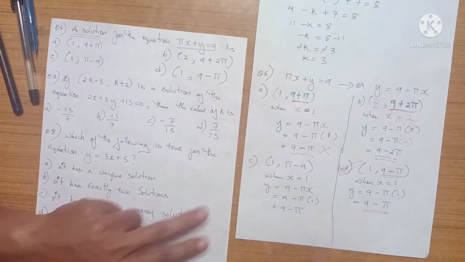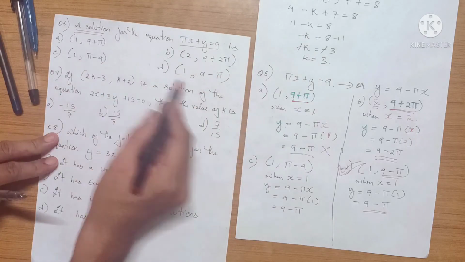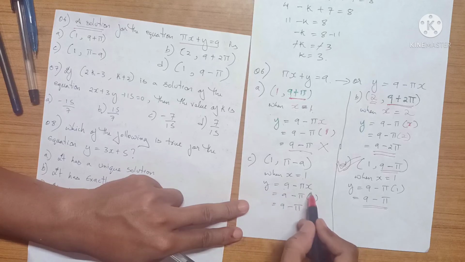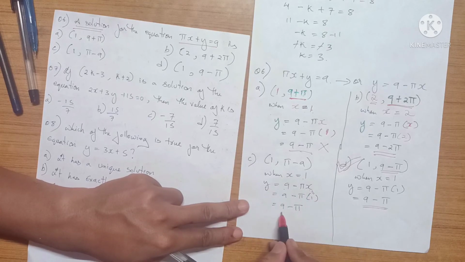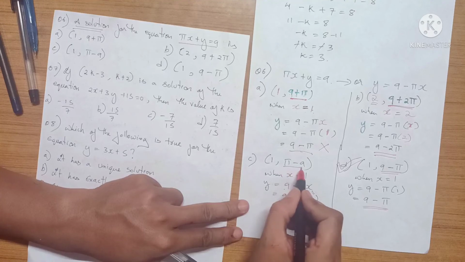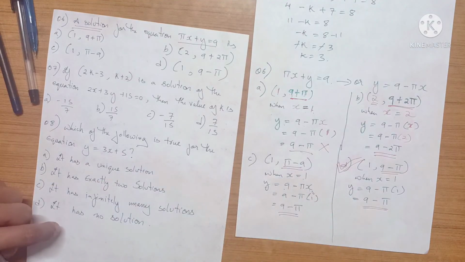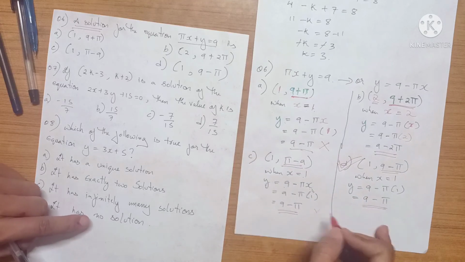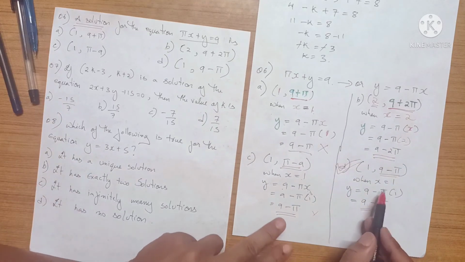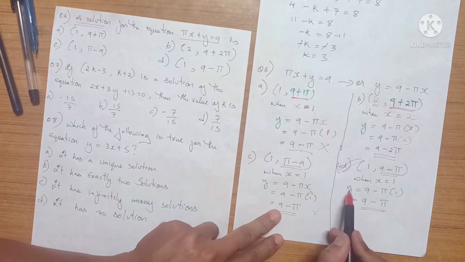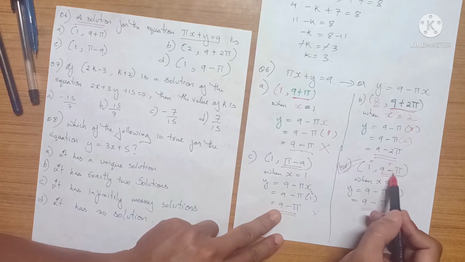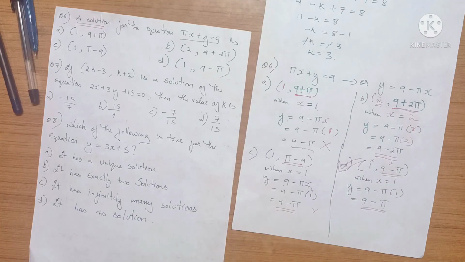And then for C, when x is 1, you put the value of x as 1 and you get 9 minus pi, but they gave us that y is pi minus 9. So there's a negative difference. So this is also not the solution. So only this is the solution. Why? Because when you put x equal to 1, y we're getting is 9 minus pi, and they've given us when x is 1, y is 9 minus pi. So that is why. Got it?